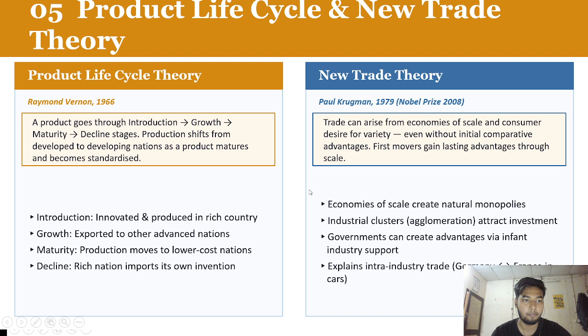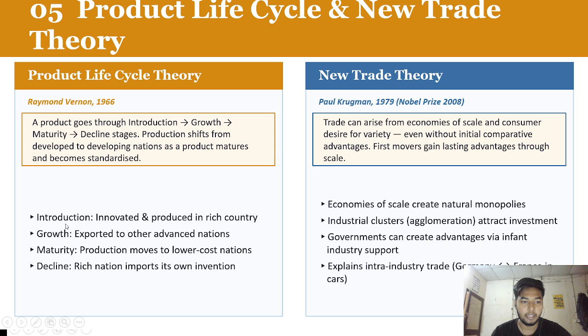Now fifth is product life cycle and new trade theory. Product life cycle theory: a product goes through introduction, growth, maturity and decline stages. It has four stages. Production shifts from developed to developing nations as a product matures and becomes standardized.